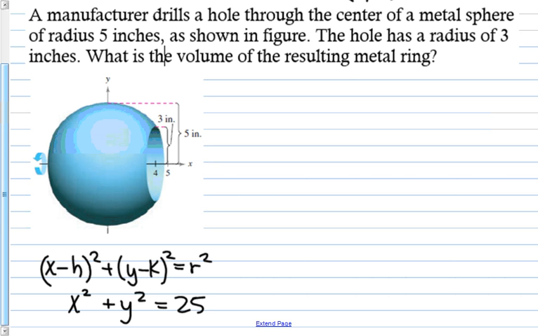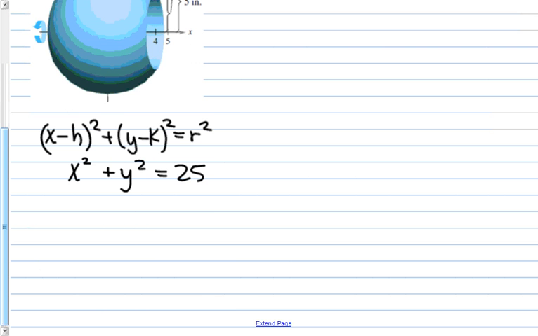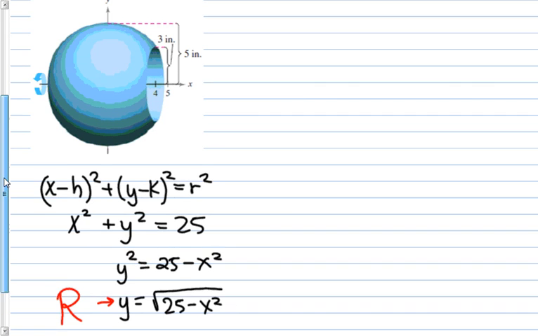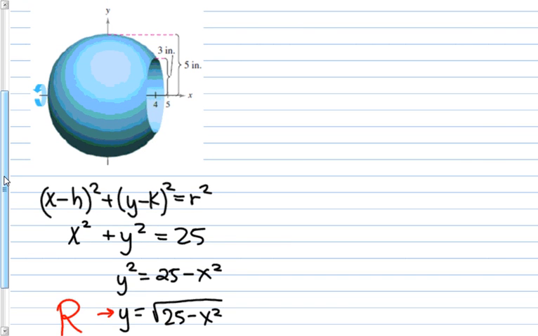Now, we are revolving across the x-axis. So I need an equation, not x squared plus y squared equals 25. That actually does me no good. I need an equation that's y equals something. So you're going to take this equation and solve it for y. So y squared equals 25 minus x squared. Got to get rid of the square. So y equals the square root of 25 minus x squared. And here, folks, is my big R. Okay, so that is the formula of the big circle.